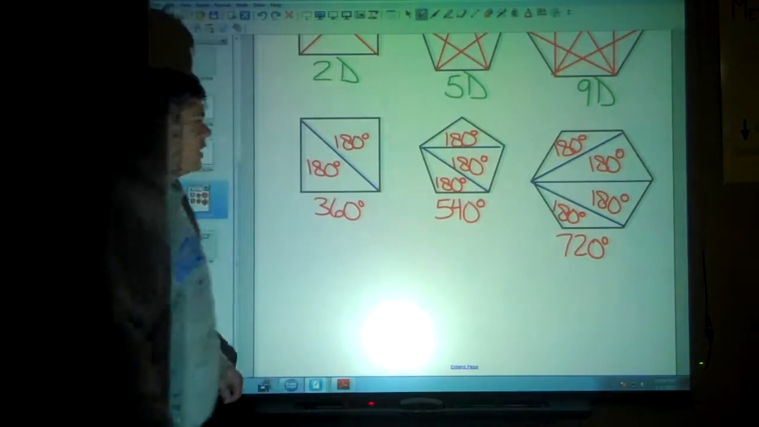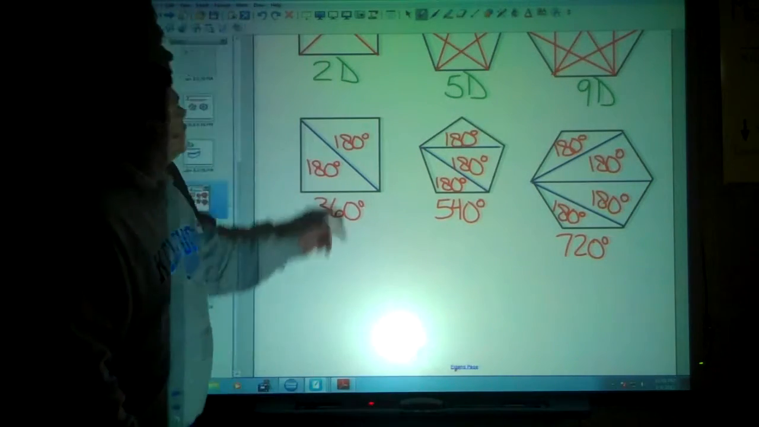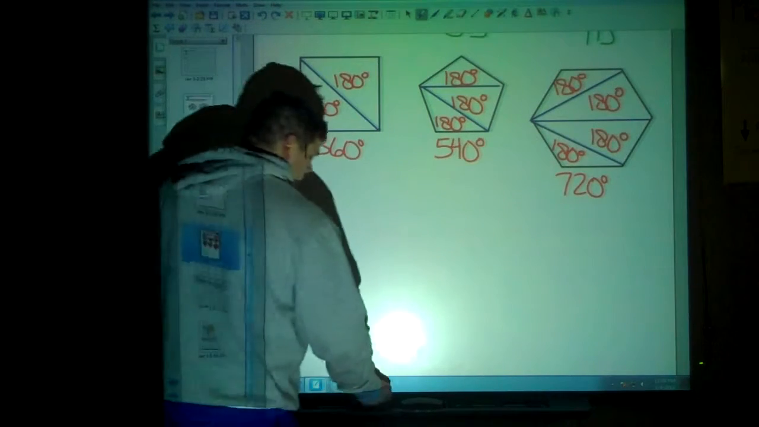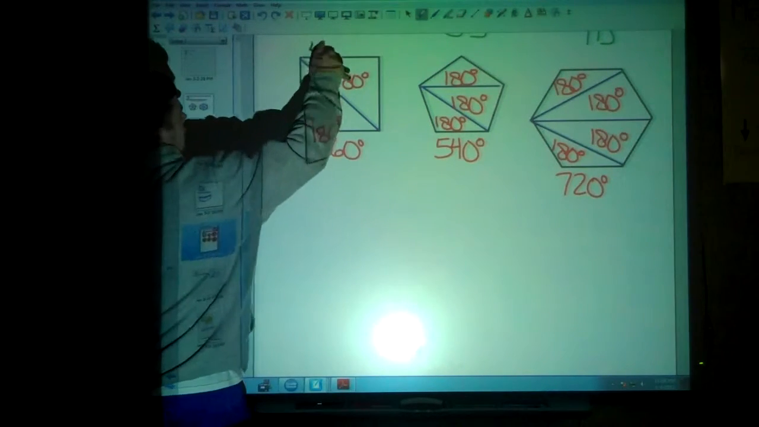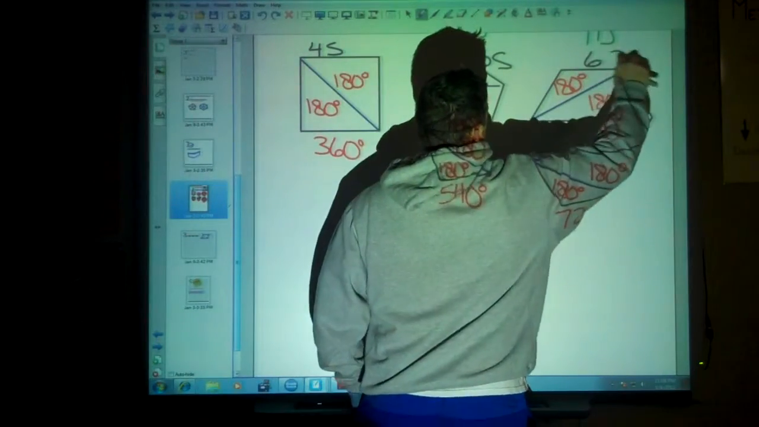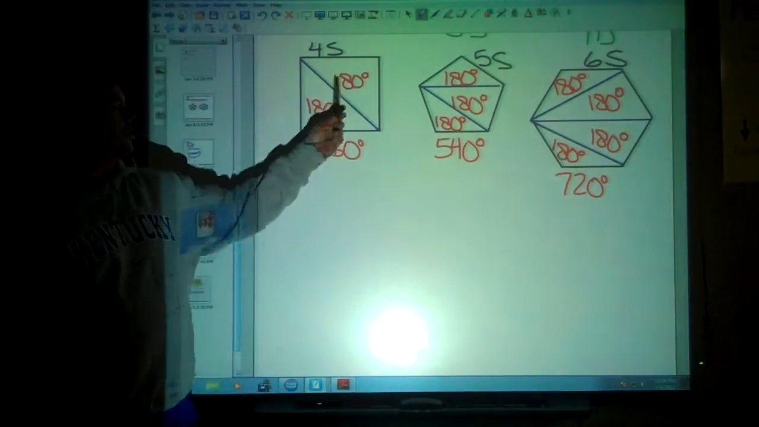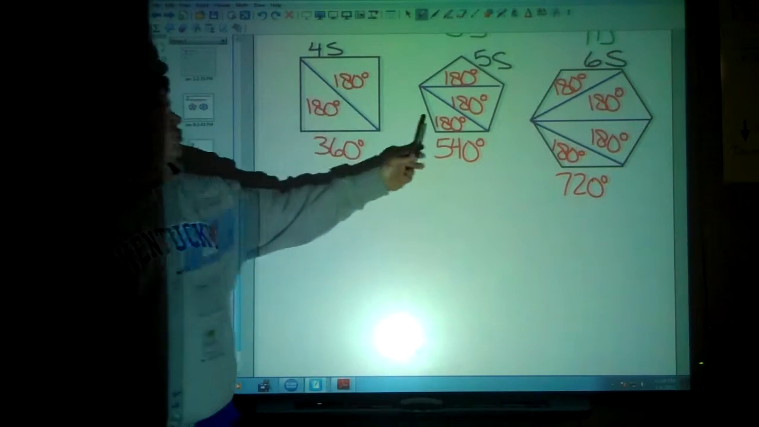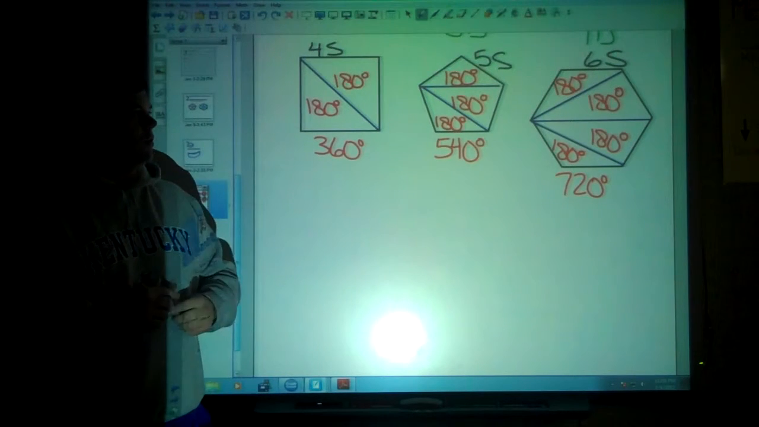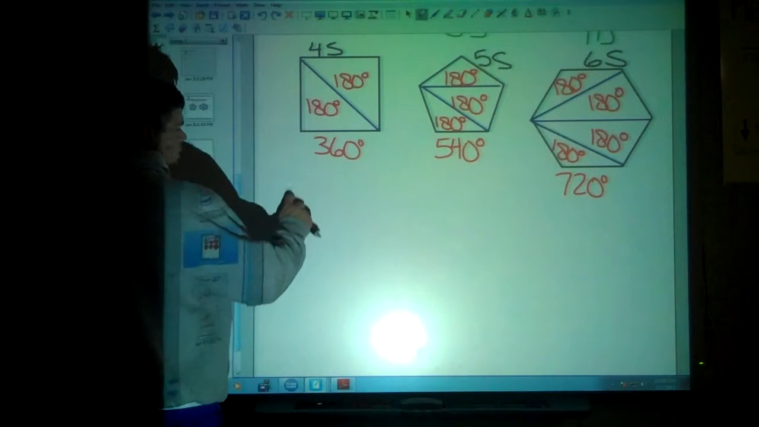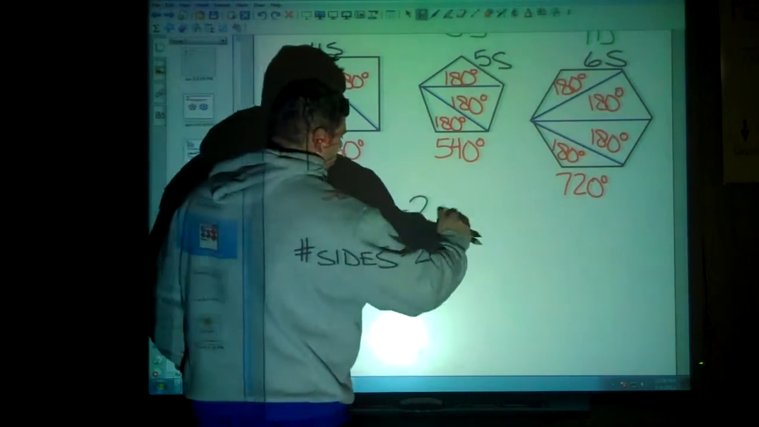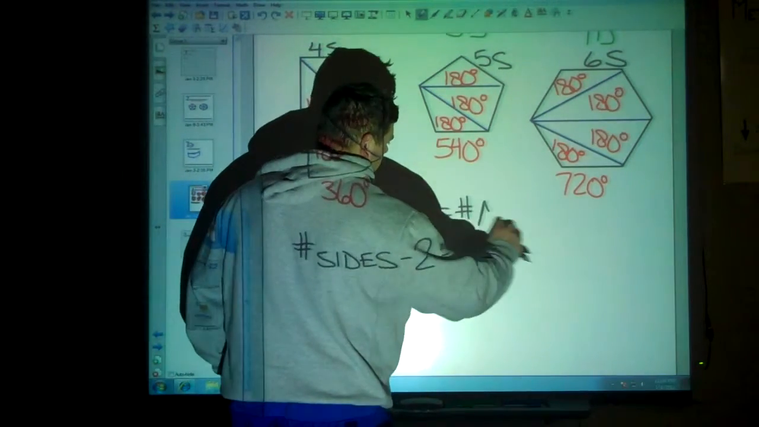720 total degrees. And there's a connection here. If you look at the number of sides, this is a 4-sided shape, 5-sided shape, 6-sided shape. Look at how many diagonals or triangles there are. There's 2 less triangles. Take the number of sides and subtract 2, and that'll always give you the number of triangles. So number of sides minus 2 will equal number of triangles.